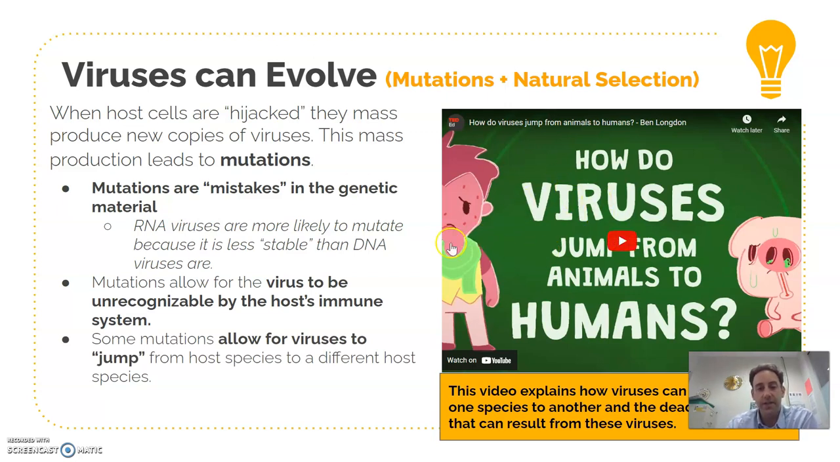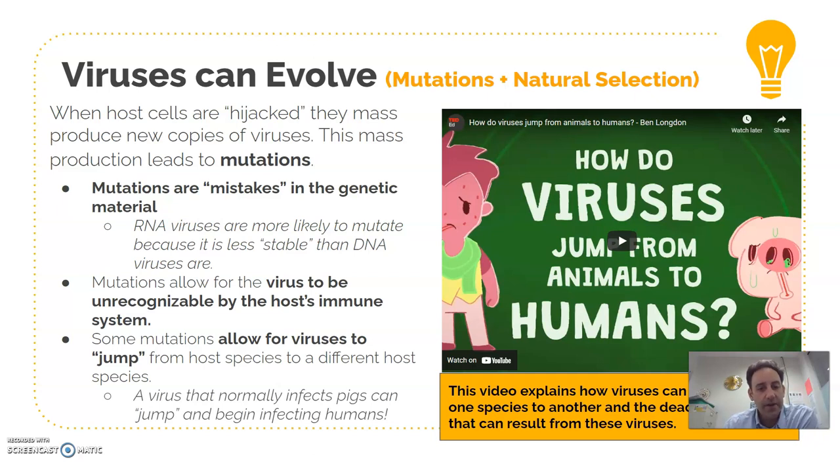Here's a good video that explains this, but again, we actually think that the coronavirus began in an animal and that it was close contact between humans and animals that allowed a particular mutant of that virus to sort of jump into humans. And then once it was in humans and knew how to attack our cells, it was able to spread throughout. So a virus that normally infects pigs can jump and begin infecting humans, for example, as this video will show. So that's kind of a little overview of viruses.